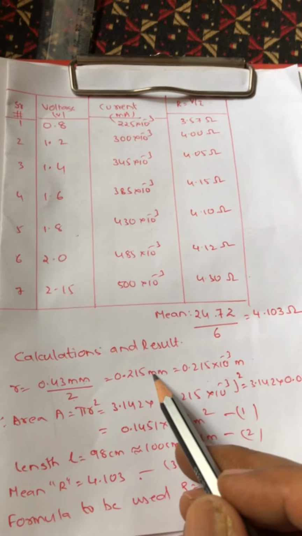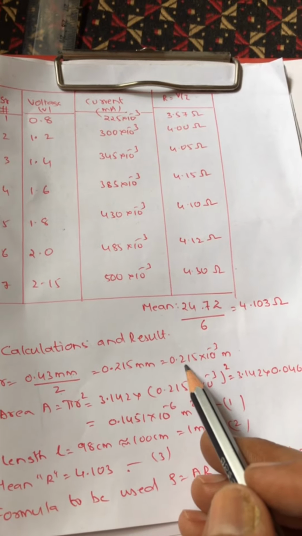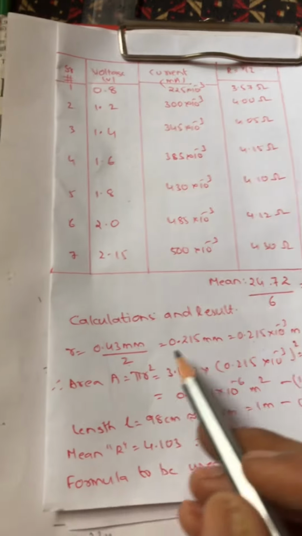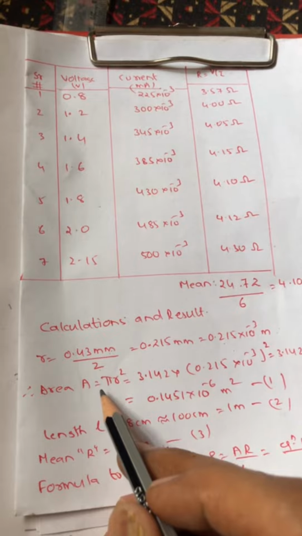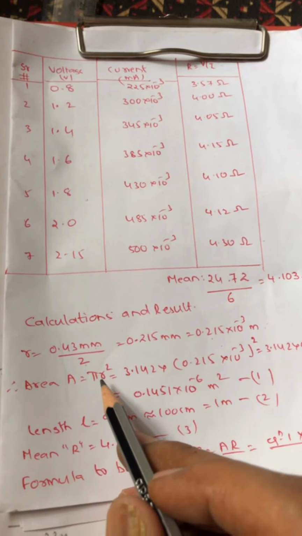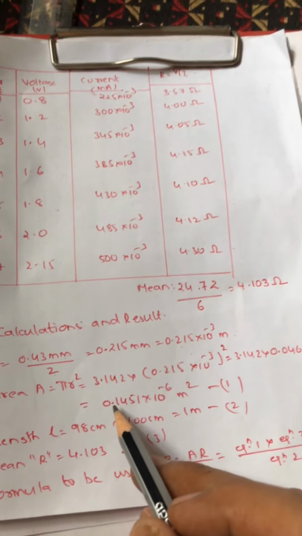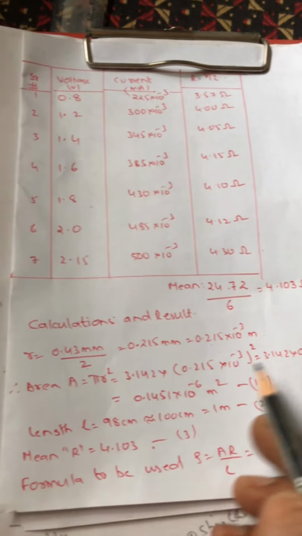Always remember to convert that into meters. So you multiply 0.215 into 10 power minus 3, that converts to meters. Fine. So from this what will you get? The area A is equal to pi r square, which is the area of the cross section of the wire. So you can do all that calculation and you end up getting 0.1451 into 10 power minus 6 square meters. That is equation number 1.